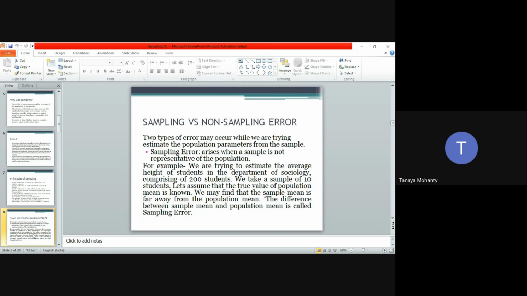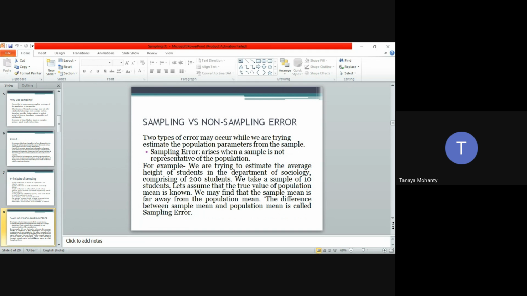We are trying to estimate the average height of students in the Department of Sociology, comprising 200 students. We take a sample of 10 students. Let's assume that the true value of the population mean is known. We may find that the sample mean is far away from the population mean. So the difference between sample mean and population mean is called sampling error.